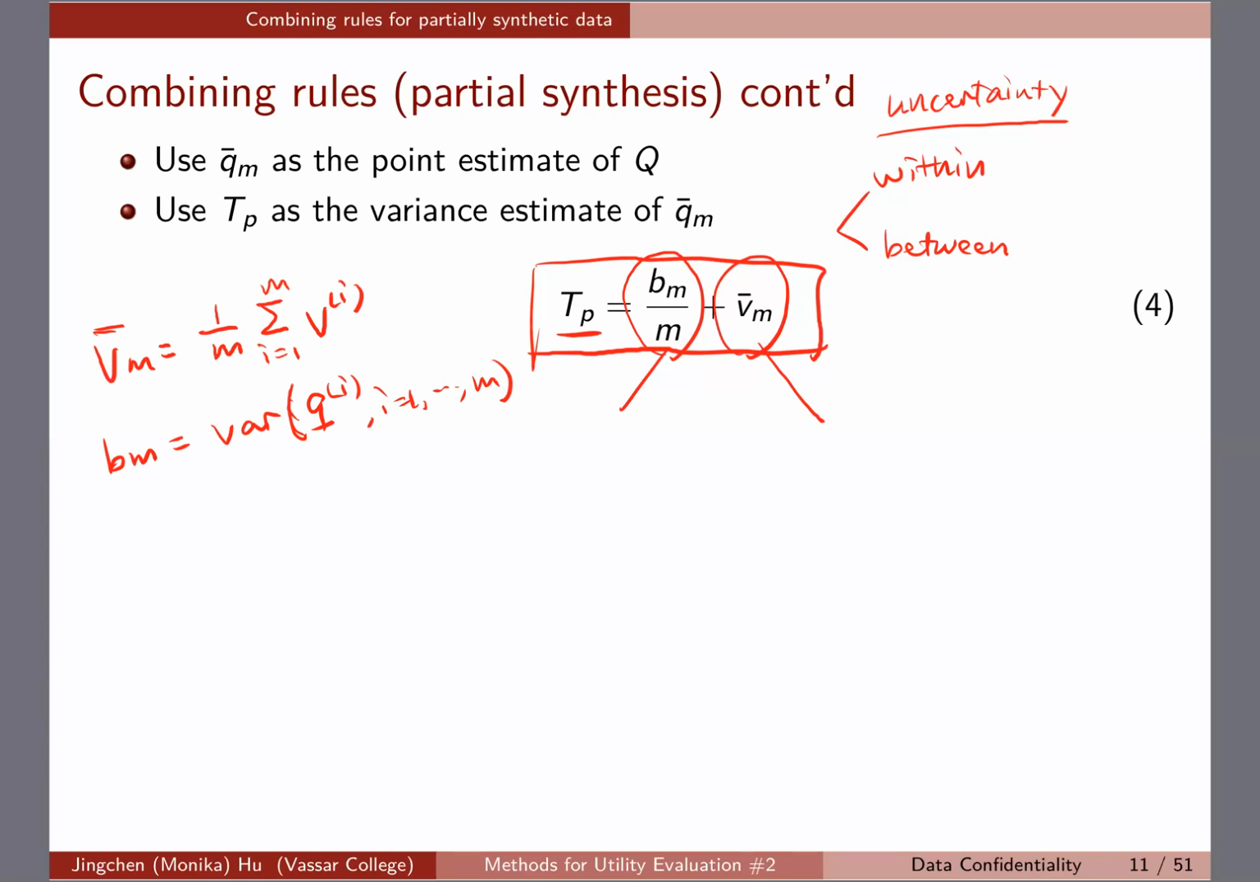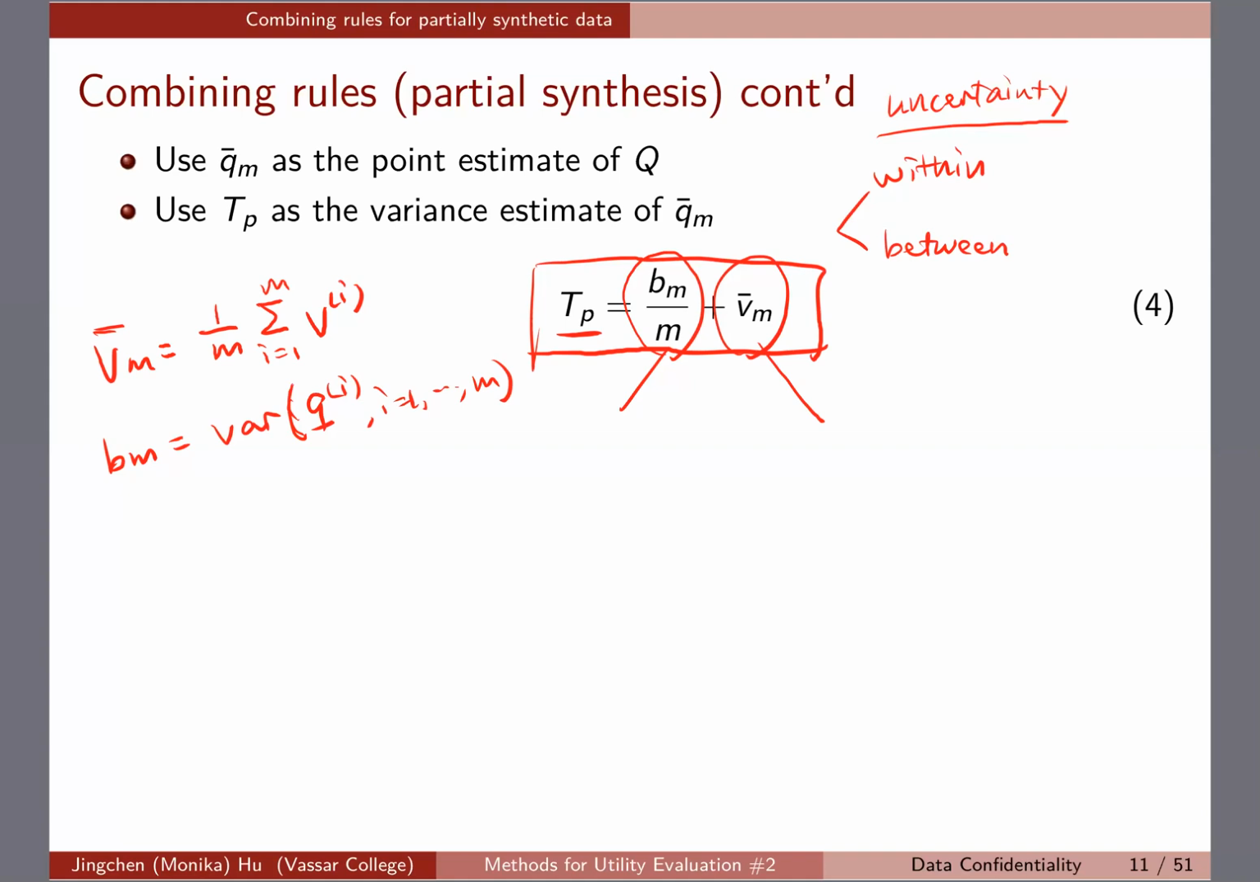Okay. What I'm saying is that the uncertainty in the variance estimate comes from two sources. One is the variability or uncertainty within each synthetic data set. The other is between the synthetic data sets. Because we want to estimate the mean, we have the mean estimate in each of the synthetic data sets, right? That mean estimate is going to have some variability because things change from synthetic data set to synthetic data set. But we also have variability within each synthetic data set, right?